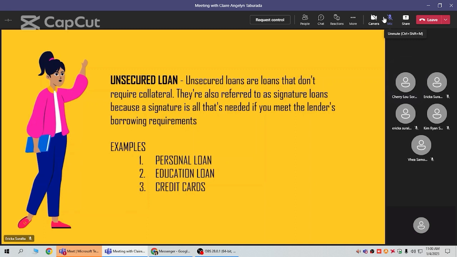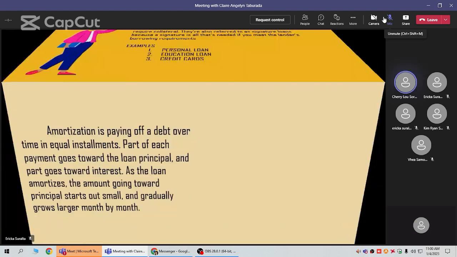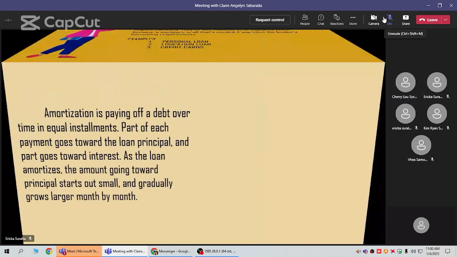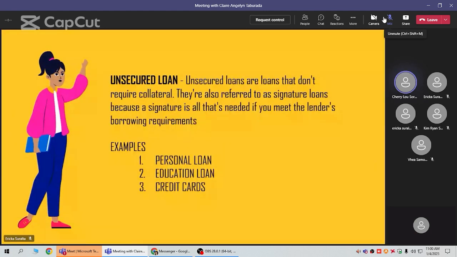Whereas an unsecured loan allows you to borrow the money outright. An unsecured loan for your business doesn't require physical assets, such as property, vehicles, or inventory, as security. Instead, your lender will look at the strength and cash flow of your business as security. So let's proceed to the amortization. Next slide, please.